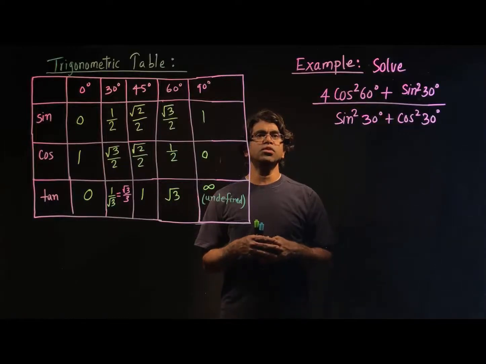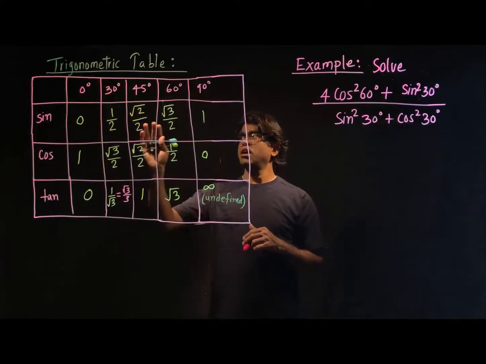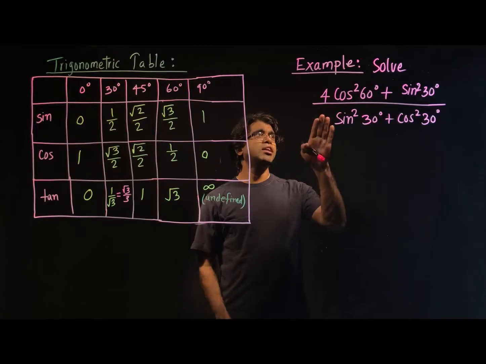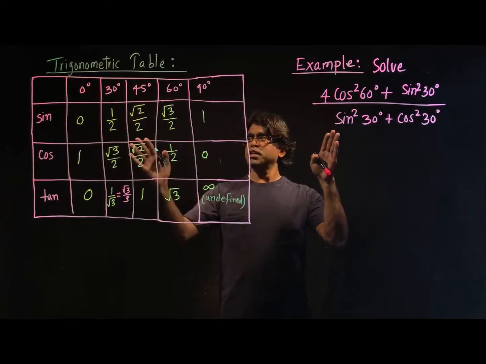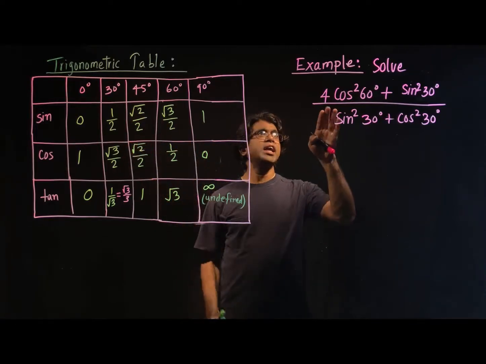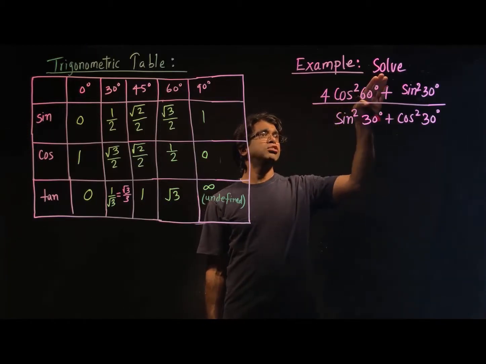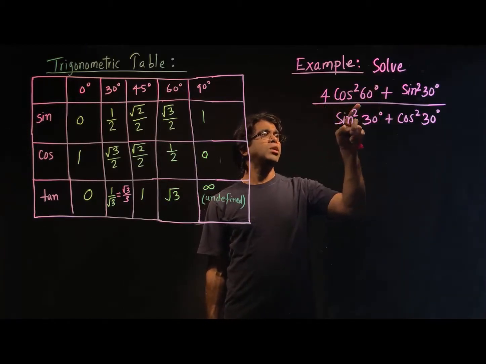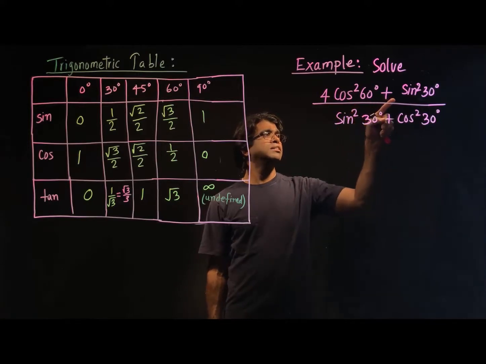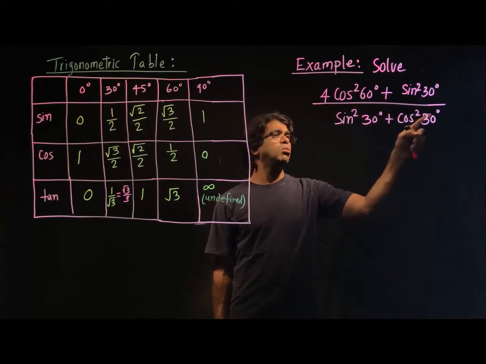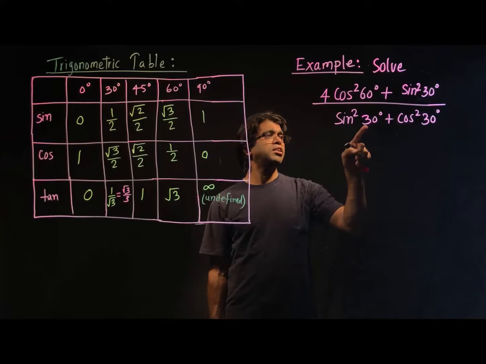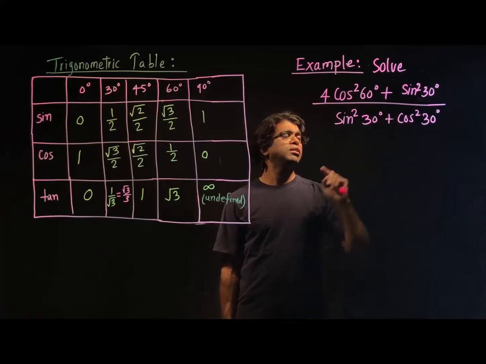In this video, we are going to talk about the examples of trigonometric table. So as you can see, I have a trigonometric table on one side and the example on the other side. The example is: solve 4 cosine square 60 degrees plus sine square 30 degrees over sine square 30 degrees plus cosine square 30 degrees.